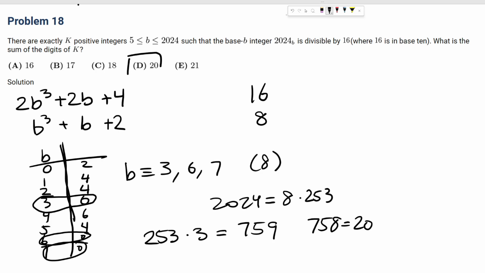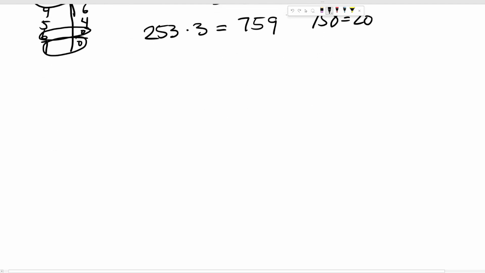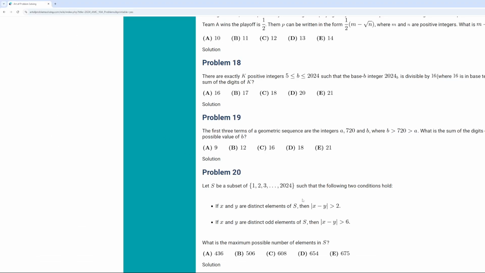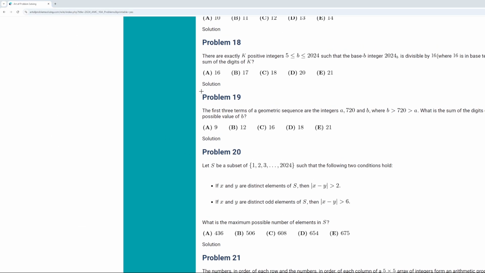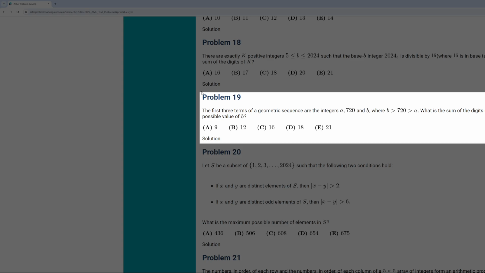MAA is a little evil. If you don't remember to remove the 3, you would have gotten this answer choice, which is wrong. Next problem. Oh, this problem is a little evil.